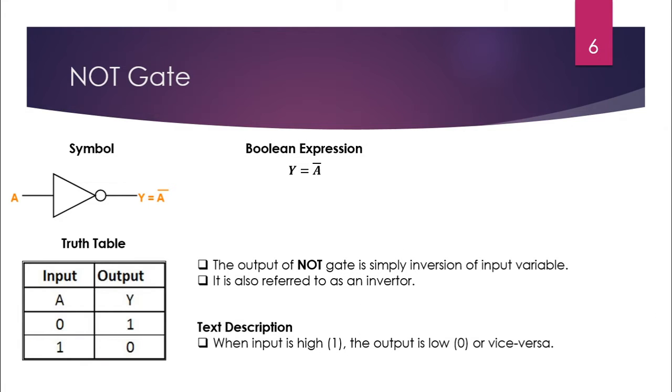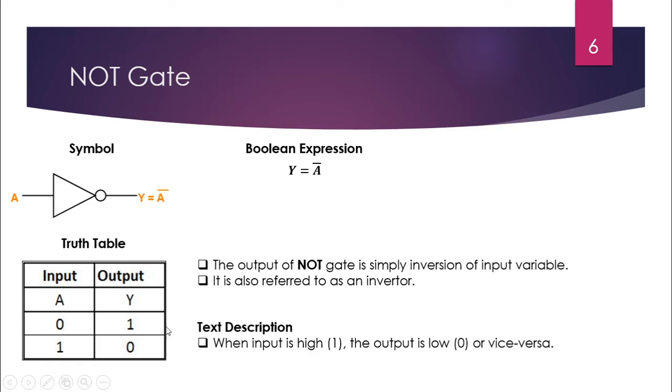Next gate is NOT gate. The symbol for NOT gate is given over here. Here is single input A and output is the inversion of input signal. Here is the Boolean expression Y equals to A complement. The output of NOT gate is simply inversion of input signal. It is also referred to as an inverter.